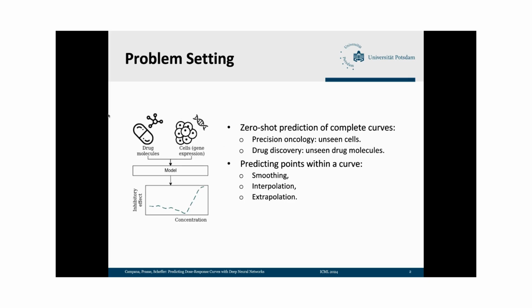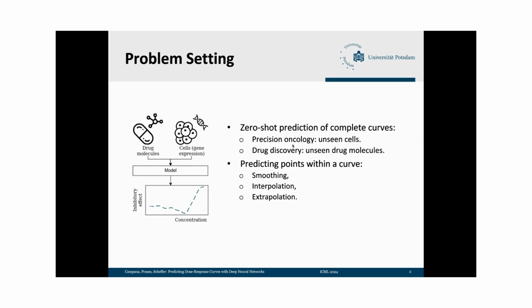In cancer screenings, one has the result of treating different cell lines with different drug molecules. A dose response curve describes the effect of each drug on each cell line as a function of the drug concentration. And the prediction of dose response curves has two main applications: predicting them for new cell lines or predicting them for new drug molecules.